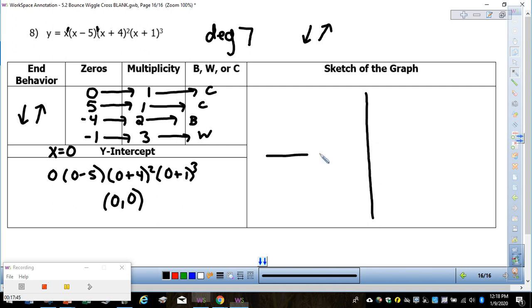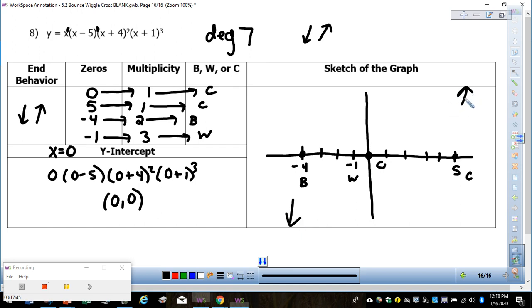Okay, so let's go ahead and start to draw our x and y axis in for the sketch of a graph. So at 0, it's going to cross. Over here, let's do 1, 2, 3, 4, 5. At 5, it's also going to cross. At negative 4, it's going to bounce. And then at negative 1, it's going to wiggle. All right, let's do our end behavior down, up. We don't need to worry about putting the y-intercept in because it's already represented there, 0, 0.